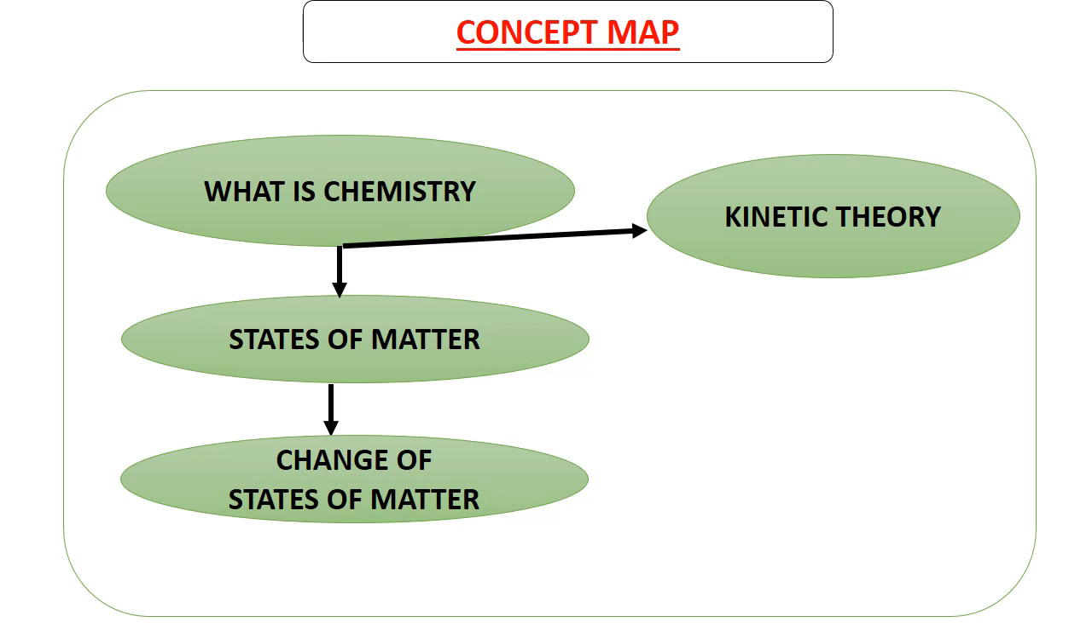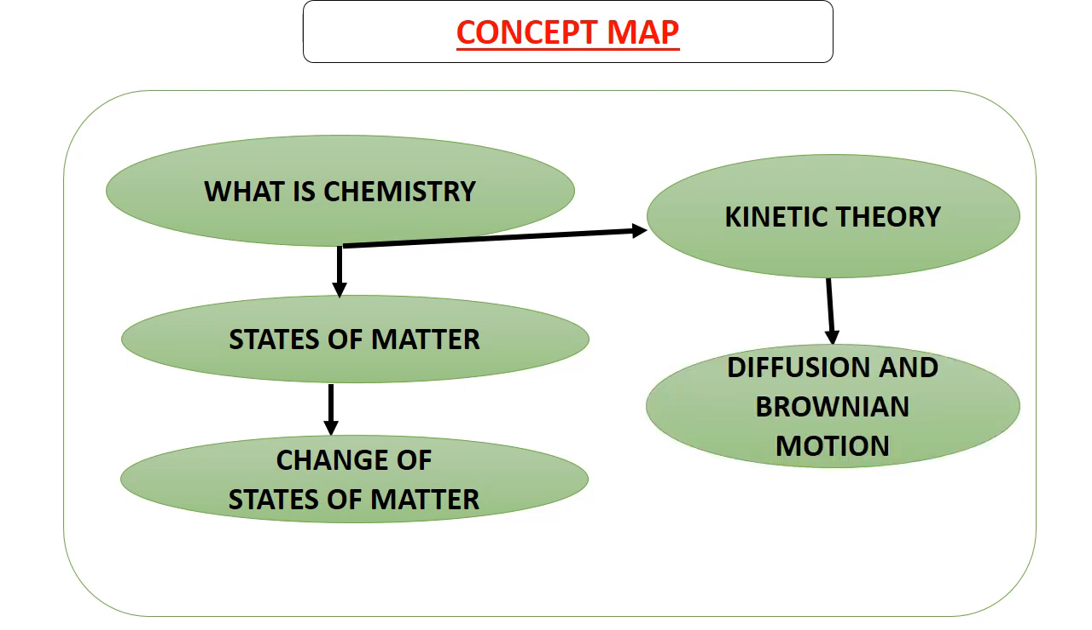We also learned about the two observations in nature that support the kinetic theory. Those two observations were Brownian motion and diffusion. In this video, we're going to learn more about the kinetic theory, and then we'll try to understand the states of matter and the change of states of matter using the kinetic theory. Let's get started.